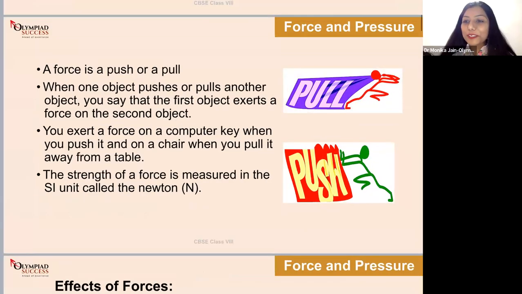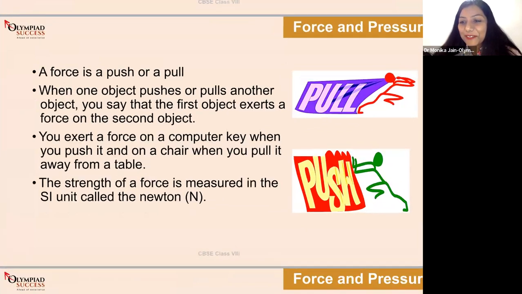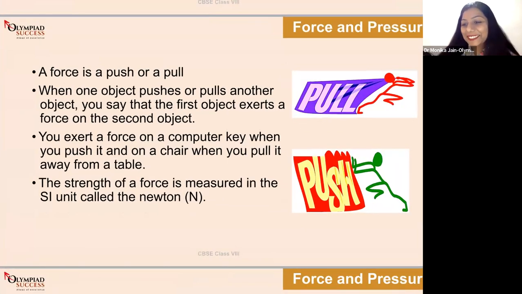Now, before you go further, ma'am, just on a lighter note, who knows better about force and pressure apart from children? Because they have undergone peer pressure, parental force, parental pressure, everything they have faced. So yes, please carry on.